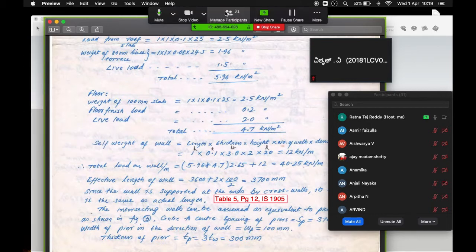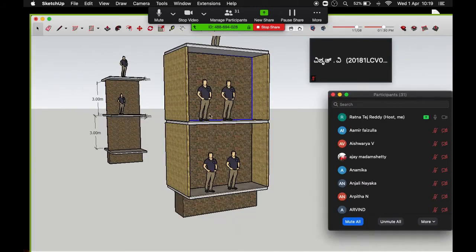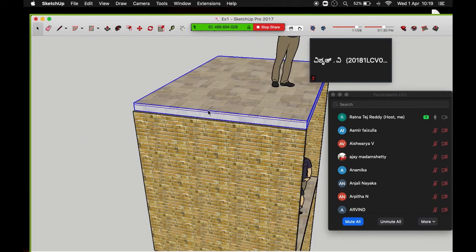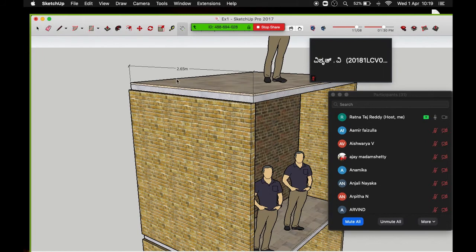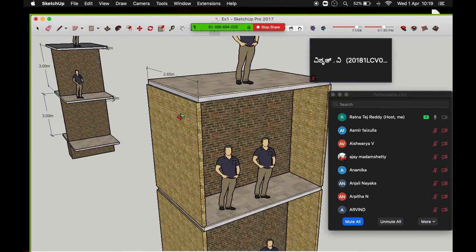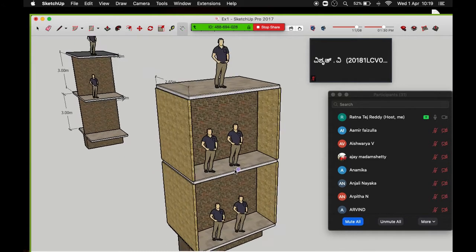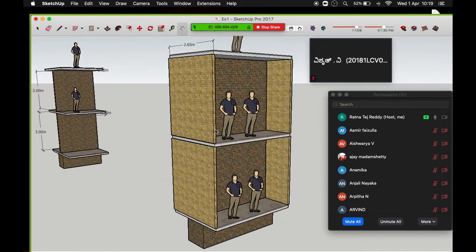For instance, if you come back to the model, 2.65 is nothing but this length. The length which is over here, this is 2.65. I just annotated that it is 2.65. Now, the entire weight should be transmitted to the wall, so that's why we are multiplying with its width factor.